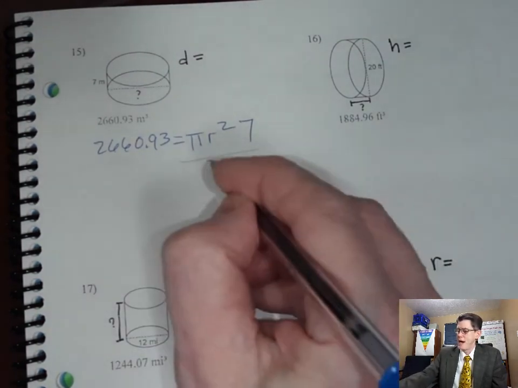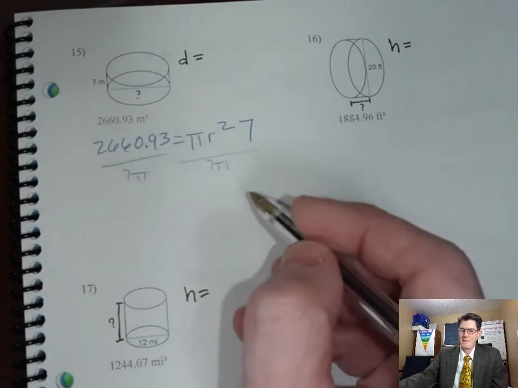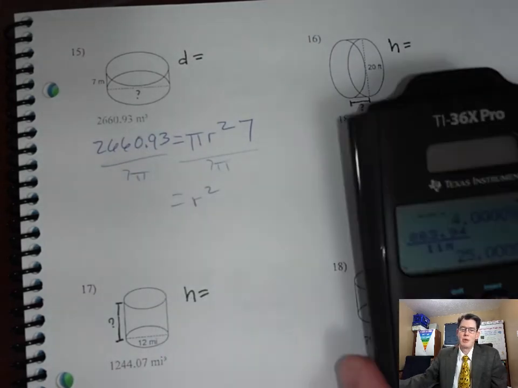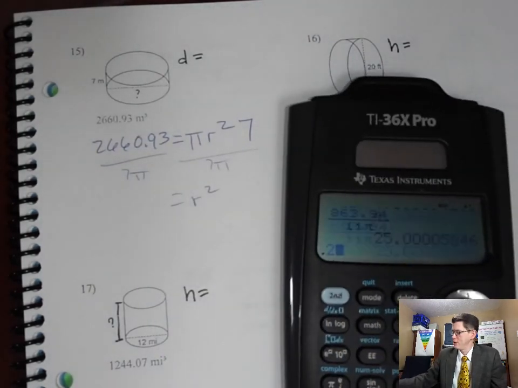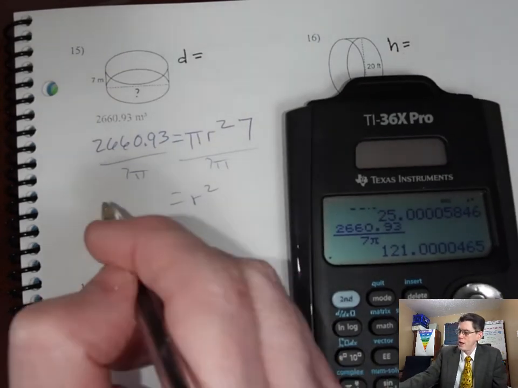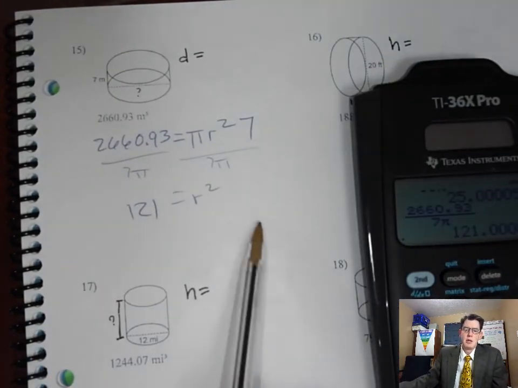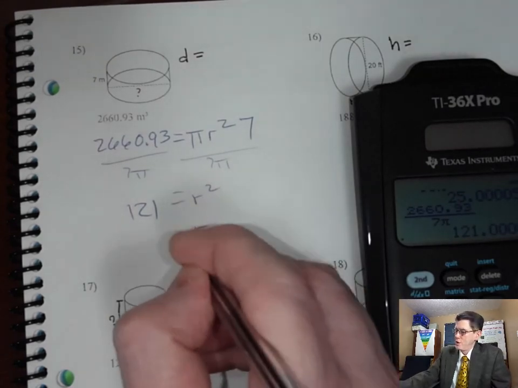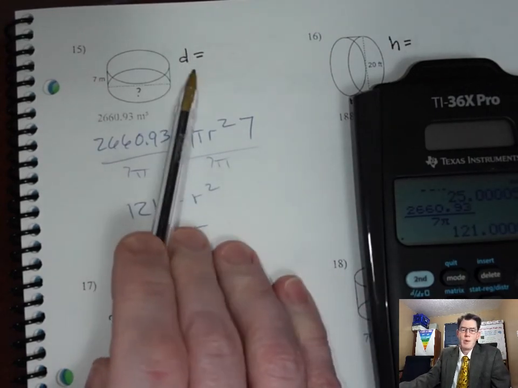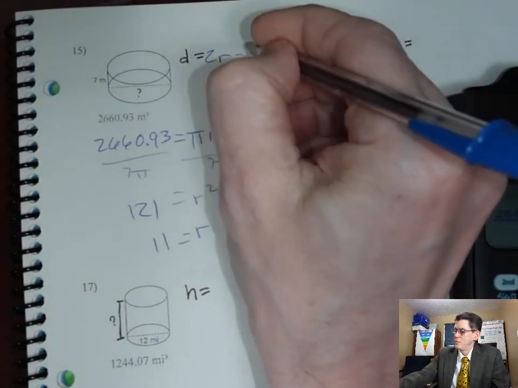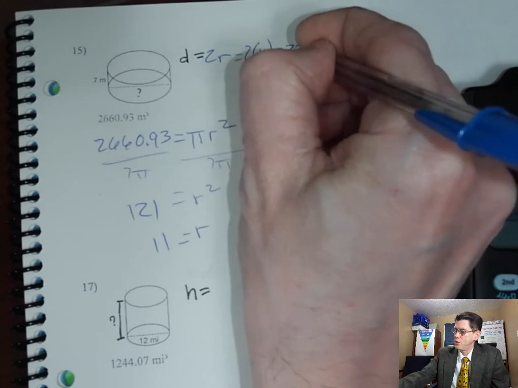Divide off the 7 pi from both sides. I'm just doing this because it's fun, and we're not at 10 minutes yet. So r squared is whatever that number is. How fast can you type that in the calculator? 2060.93 divided by 7 pi's. Oh, Raspberry Pi. 121. And you know already from your times tables for multiplication that when you take the square root of both of those, r is 11. And we don't care. We want the diameter. The diameter is 2 r's, or 2 11s, which is 22.